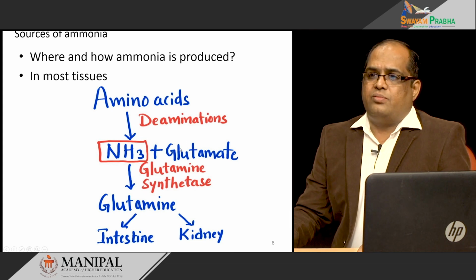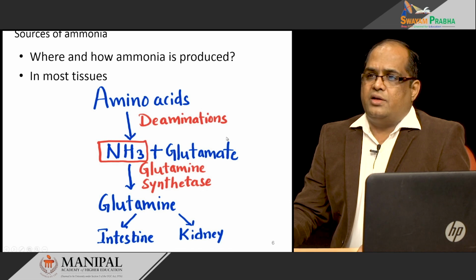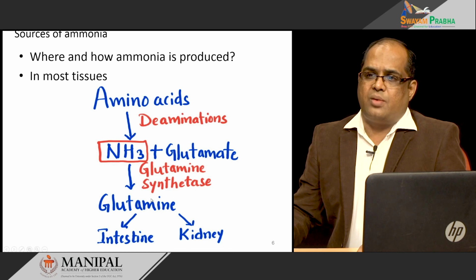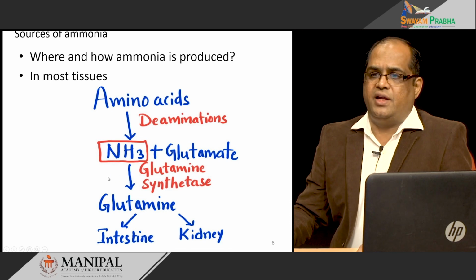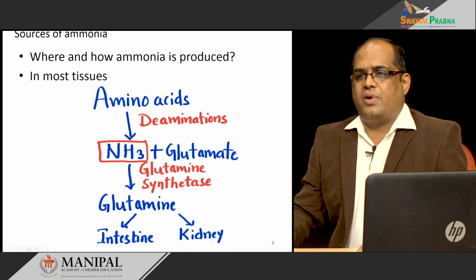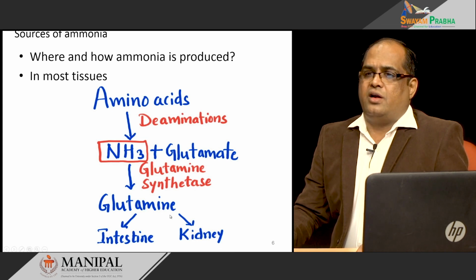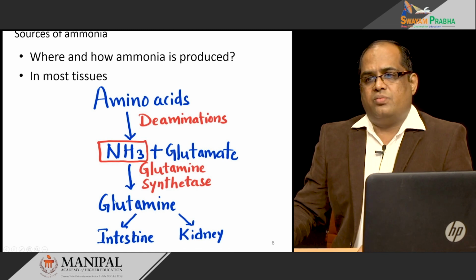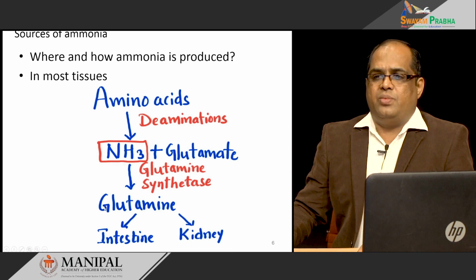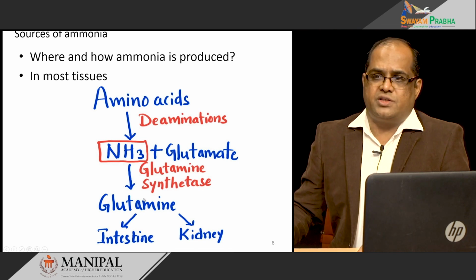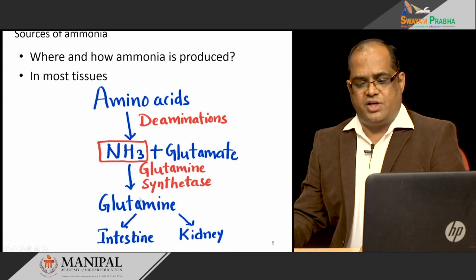Glutamate can take up one amino group, and alpha ketoglutarate also can take up one amino group, the ammonia, and convert into glutamate. Glutamate converts into glutamine by glutamine synthetase. It is an ATP requiring reaction, and this glutamine is dumped into the blood and taken up by either the intestine or kidney, where further catabolism takes place. Glutamine is a very important compound because it does not change the body pH, because the nitrogen is present in amide form.